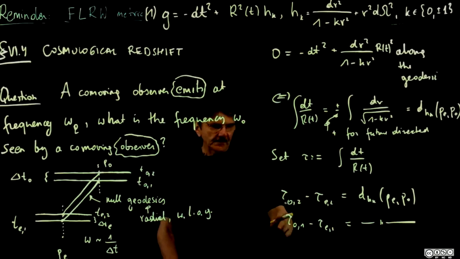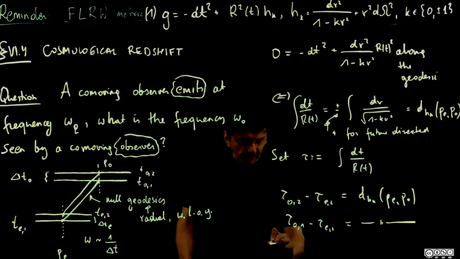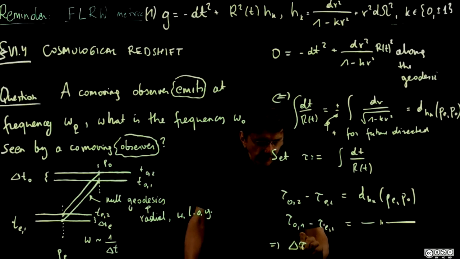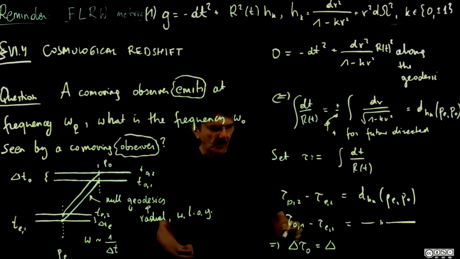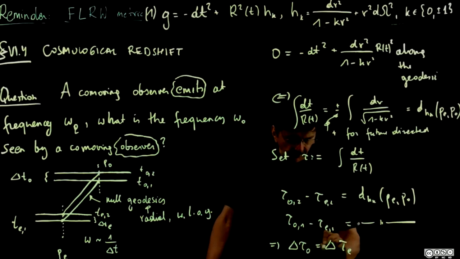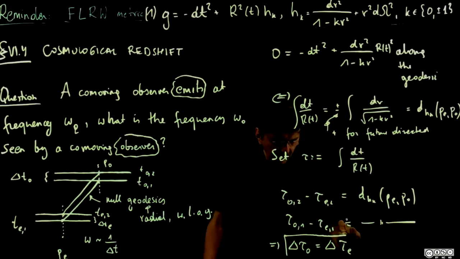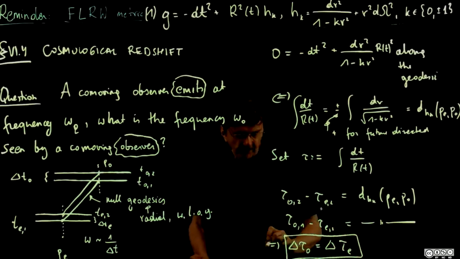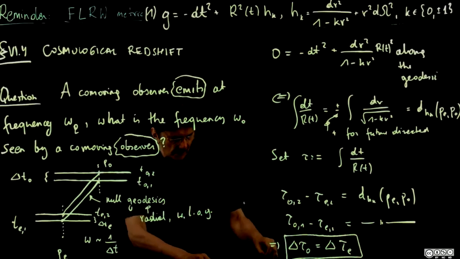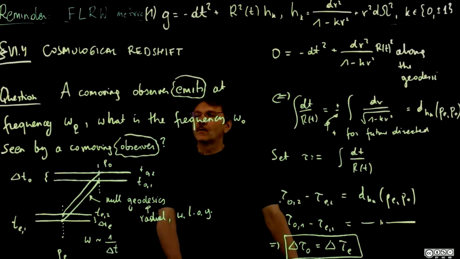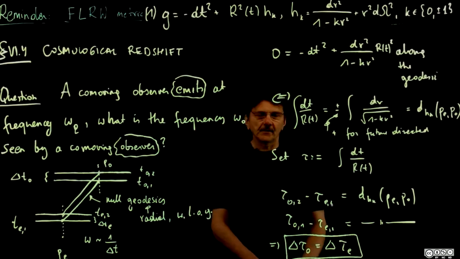So if I just take the difference between these two equations, we get that delta T observation is equal to delta, well, not T, but delta tau of emission. All right, so this is an exact formula for what happens along these geodesics.